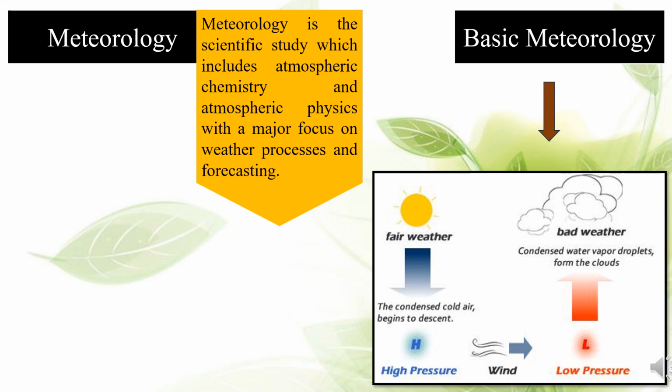So what is meteorology? Meteorology is a branch of science which includes atmospheric chemistry and atmospheric physics, with a major focus on weather forecasting. It is the scientific study of the atmosphere that focuses on weather processes and forecasting. Some basics of meteorology: pollutants circulate the same way the air in the troposphere circulates.